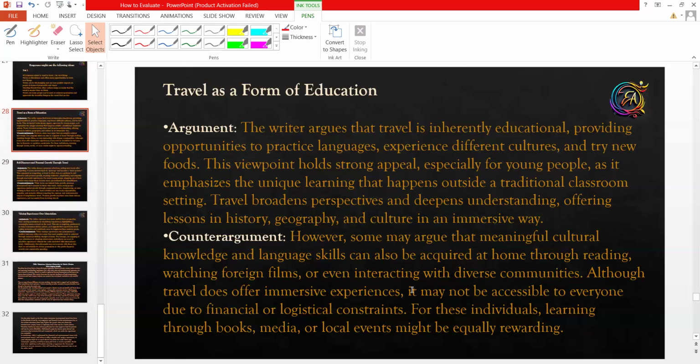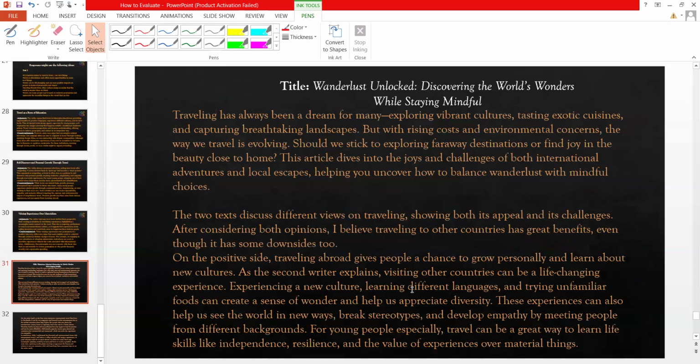Now I'll be reading out the whole article, which is written on the basis of these two texts. And the title. You won't be mentioning the word title here, but you'll just give out the title: Wanderlust Unlocked, Discovering the World's Wonders While Staying Mindful.